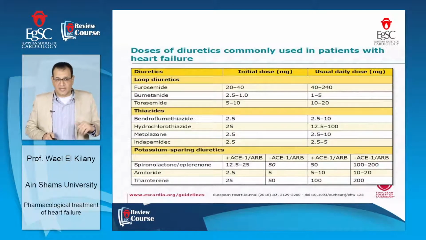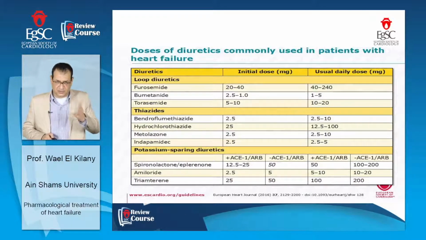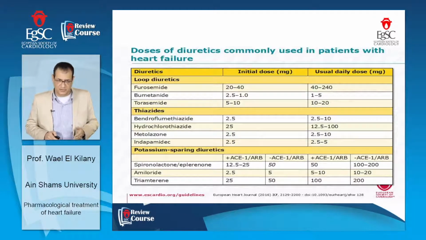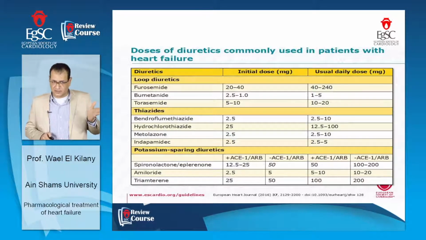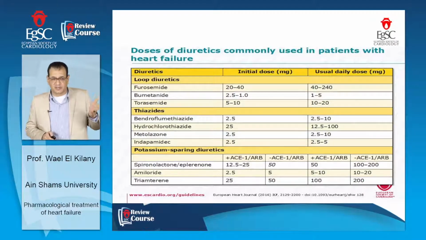So we can use furosemide with the initial dose 20 to 40 milligrams, and the usual daily dose is 40 to 240, and we can reach up to 500. Torsemide, starting dose 5 to 10 milligrams, the usual dose is 10 to 20, and we can give it up to 200 milligrams. Potassium-sparing diuretics like spironolactone or eplerenone: the dose of spironolactone is up to 100 and eplerenone is up to 50 milligrams.